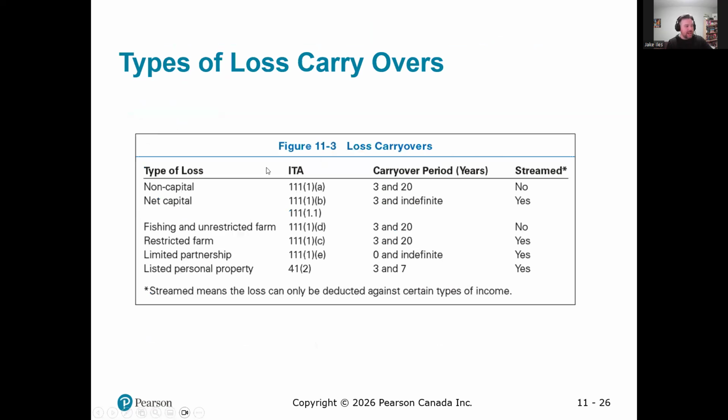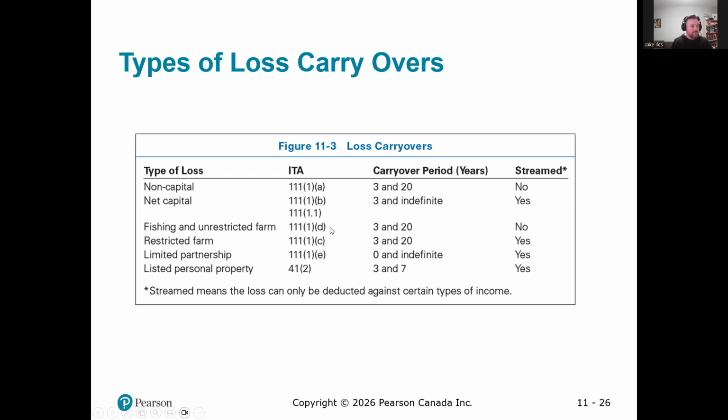So we have net capital loss, we have non-capital loss. If we want to carry them over, non-capital losses can only be held for 20 years. So after 20 years, if they're not used, they're lost, but they're not streamed. So hopefully within 20 years, we have income from somewhere. Because if we do, then we can use up those non-capital losses. Net capital losses can stick around forever, but they're streamed. So we can't use them until we find a related income type, a taxable capital gain.